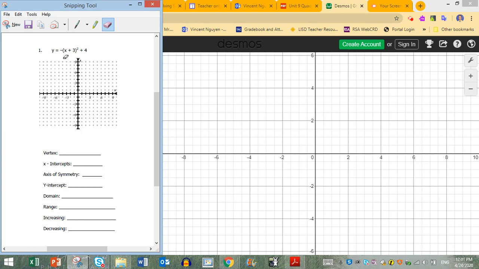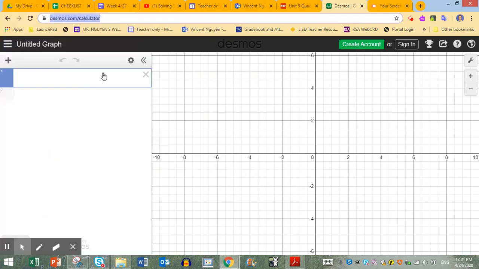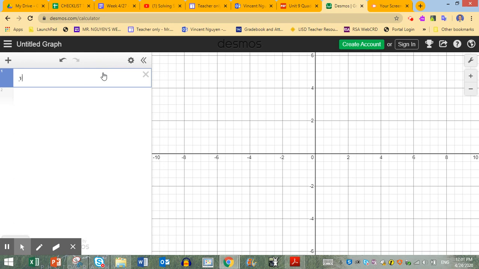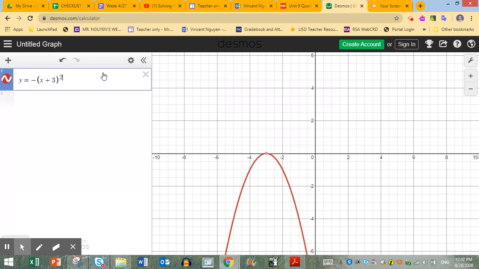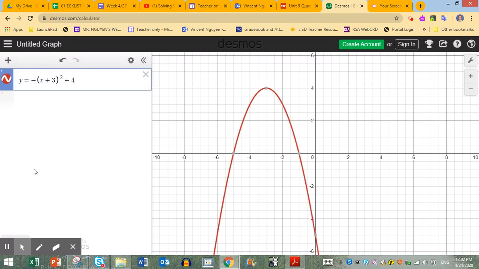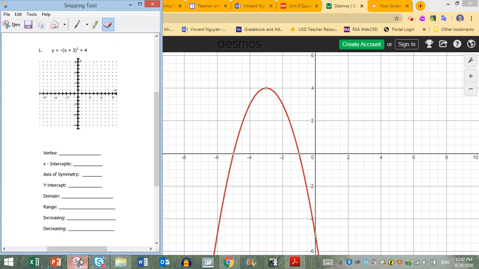First, we have to graph this. This is vertex form, and the nice thing about Desmos is it's going to graph anything in any form, right? So let's remember that equation: negative (x plus 3) squared plus 4. I'm going to go over here and type it in. Y equals negative (x plus 3) raised to the second power plus 4. Let me make sure that that's the correct one. Yes. So there's my graph.